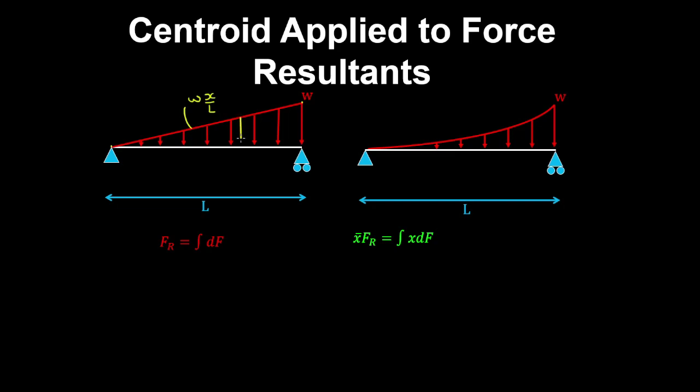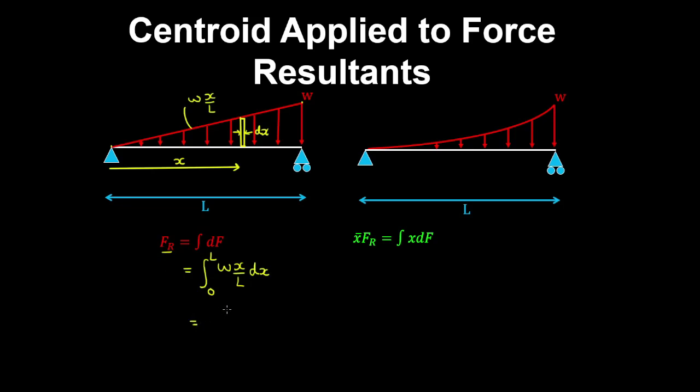And if we cut out an infinitely thin rectangle, which has a width dx, and it's at a distance x from some origin, well, this differential force is equal to the height of this rectangle, which is Wx on L, multiplied by the thickness of the rectangle. And then integrating from x equals 0 to x equals L gives us the force resultant.